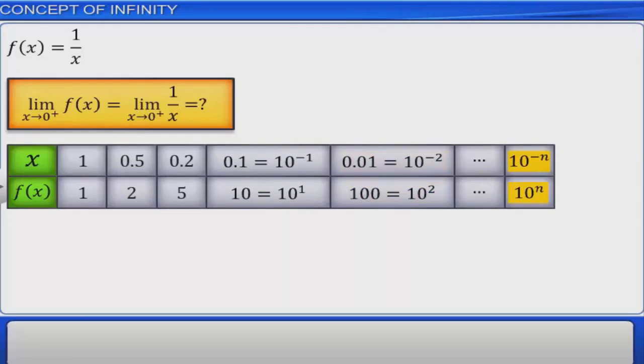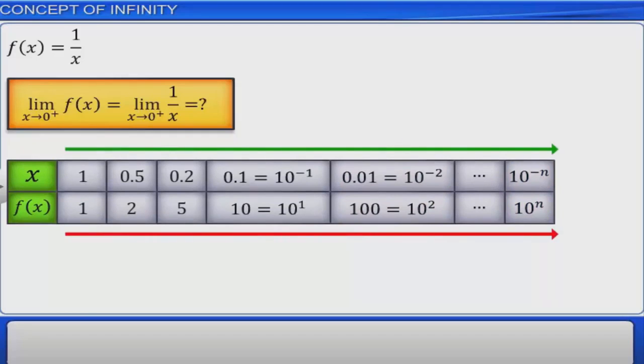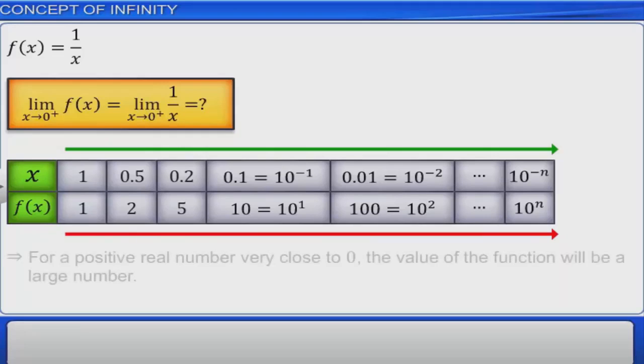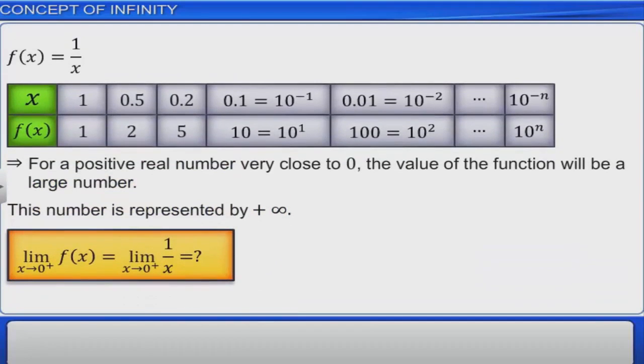Observe that the value of the function increases as the value of x comes closer and closer to 0. This implies that, for a positive real number very close to 0, the value of the function will be a large number. This number is larger than any given real number, which is represented as shown and is read as plus infinity. Therefore, the right-hand limit of the function as x approaches 0 is plus infinity.